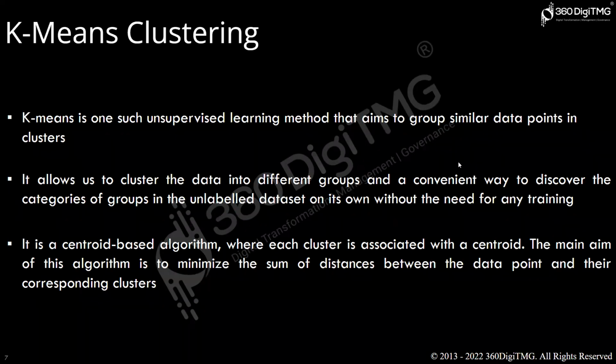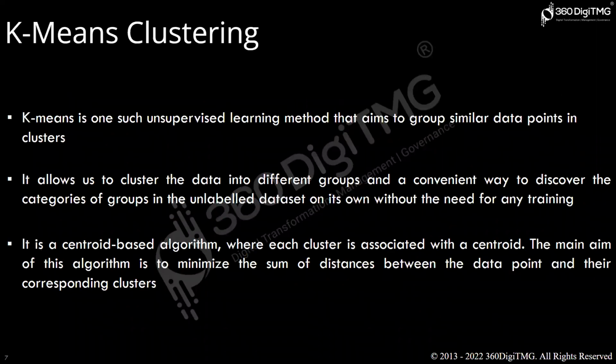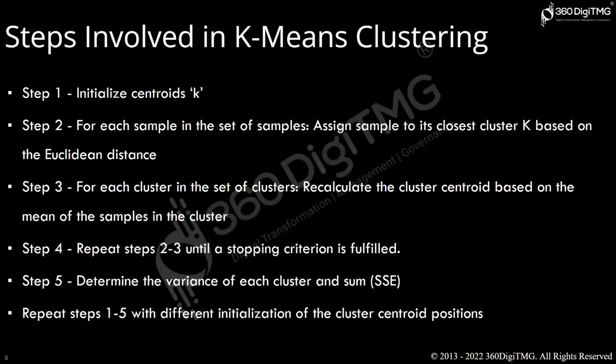So we are going to see what are the steps involved. The goal is to minimize the distance between the data points and their corresponding clusters. What steps are involved in solving that problem? We initialize K centroids. For each sample in the set of samples, we assign the sample to its closest cluster based on Euclidean distance. So what is this Euclidean distance, guys? It is nothing but the distance between the centroid value and the observed value.